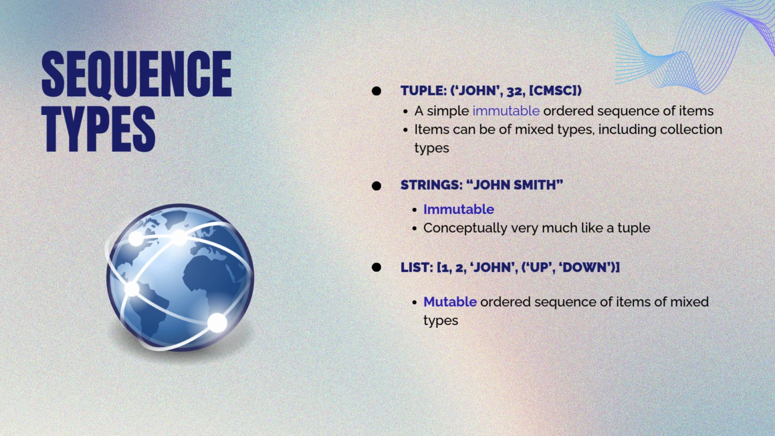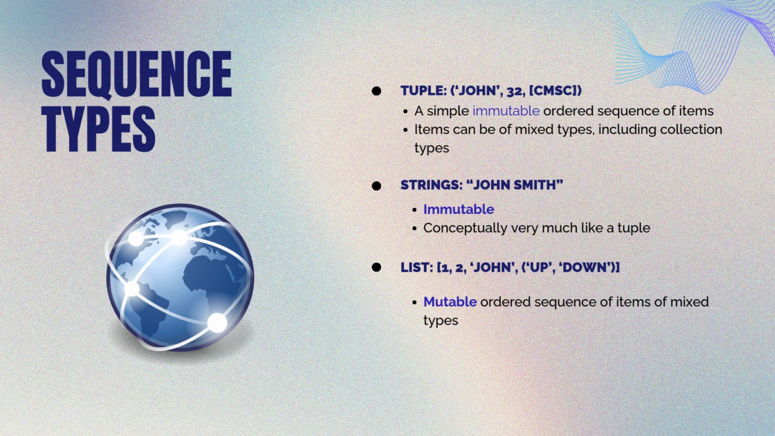Now, why is understanding sequence types so crucial? Well, whether you're working with a list of numbers, a string of text, or a set of coordinates, sequences give us the ability to store and work with this data efficiently. Tuples and strings are immutable, which means that once they're created, their contents can't be changed. This is useful when you want to ensure that certain data remains constant throughout the program. On the other hand, lists are mutable, giving you flexibility to modify, add, or remove items as needed. We'll cover all of these in detail as we move forward.